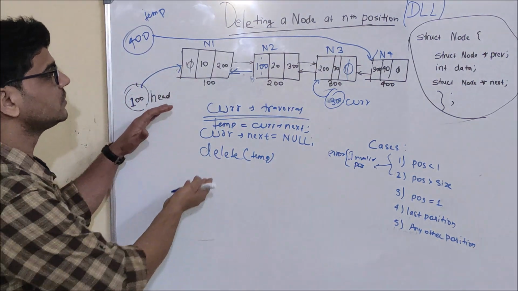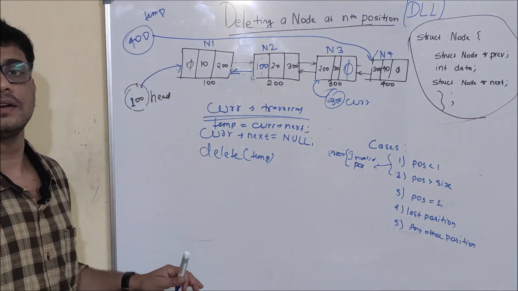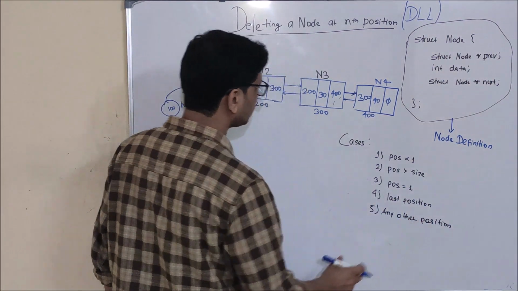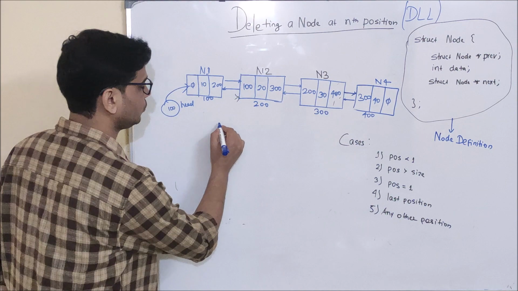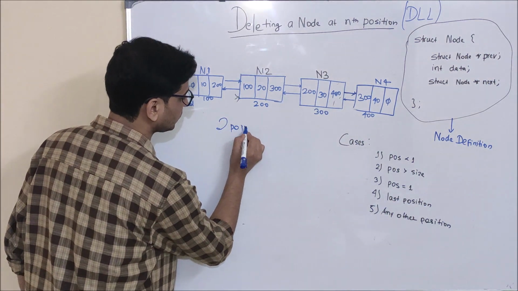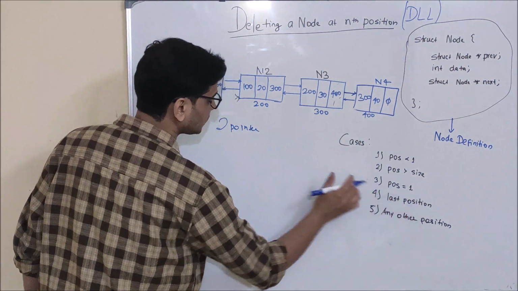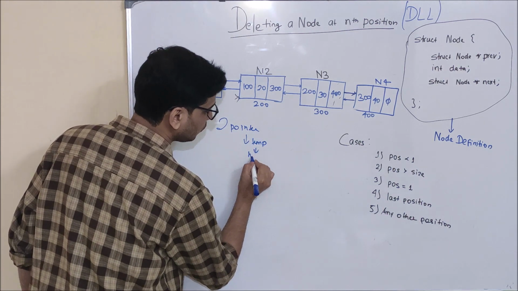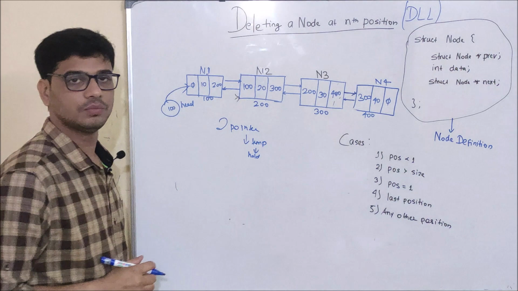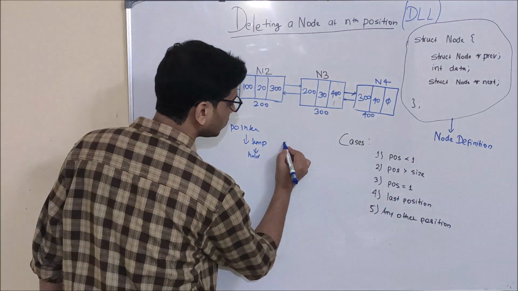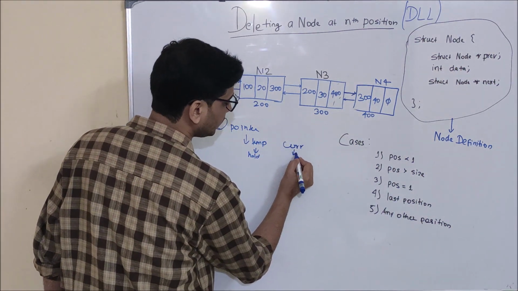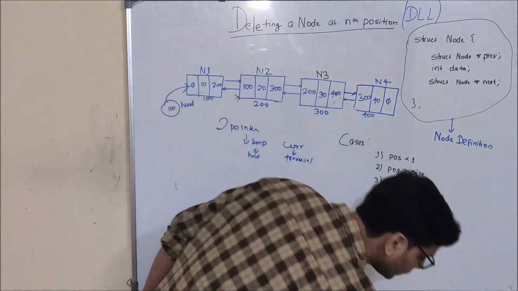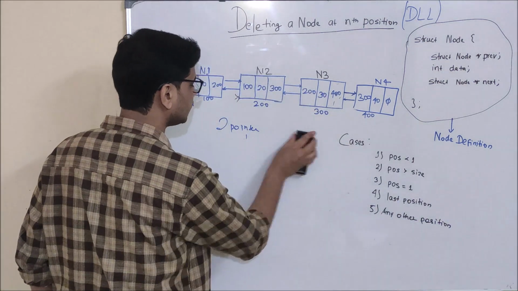Okay? This is how we are going to delete a node at last position. Now to delete a node at any other position, what do we need? We need 2 pointers. As in the case of last position, one pointer will be temp, which will hold the address of the node to be deleted, and another pointer will be current, which we are going to use for traversal. Okay, now let's see how it is going to work.